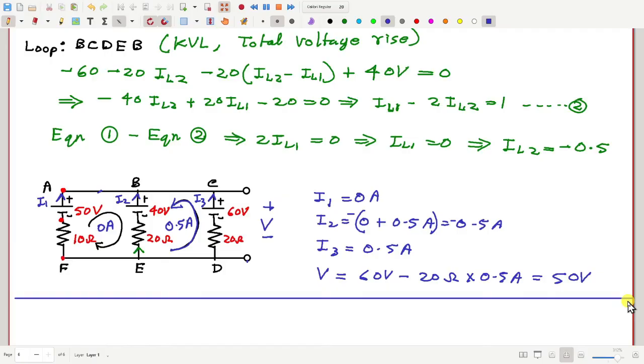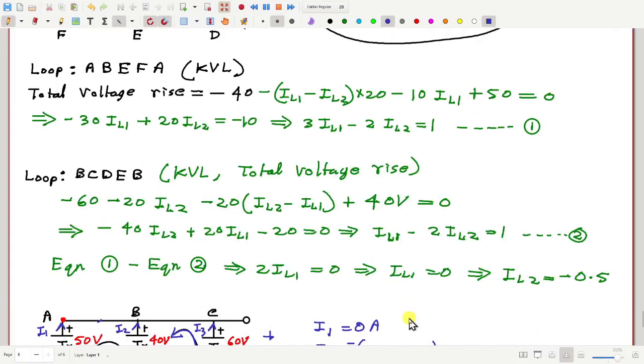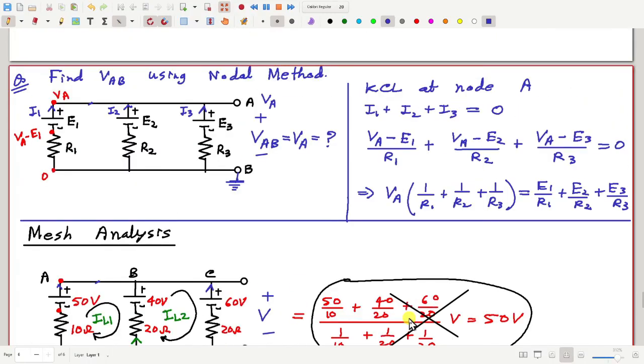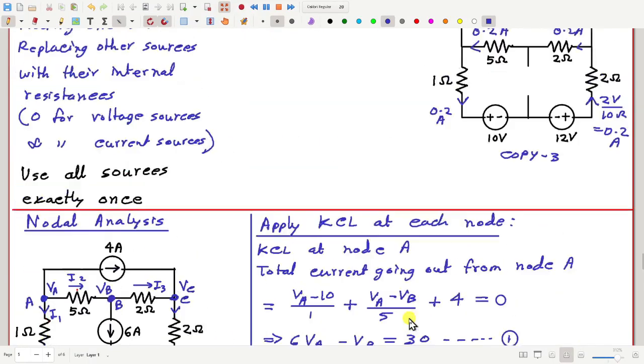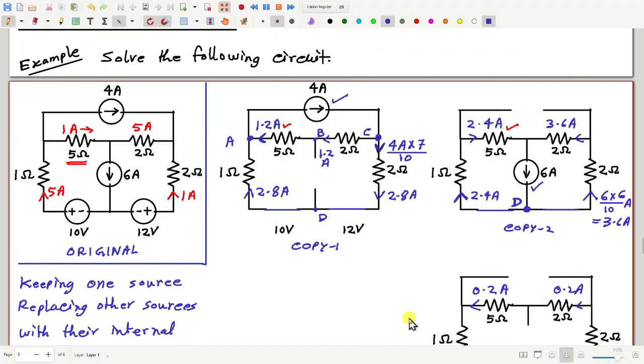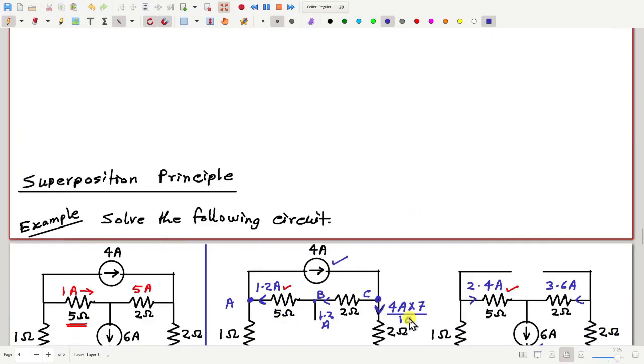Okay, so today, let me see what we have done. Any questions so far? No question? So we have learned 3 methods: mesh method, nodal analysis, and superposition principle for solving general circuits.